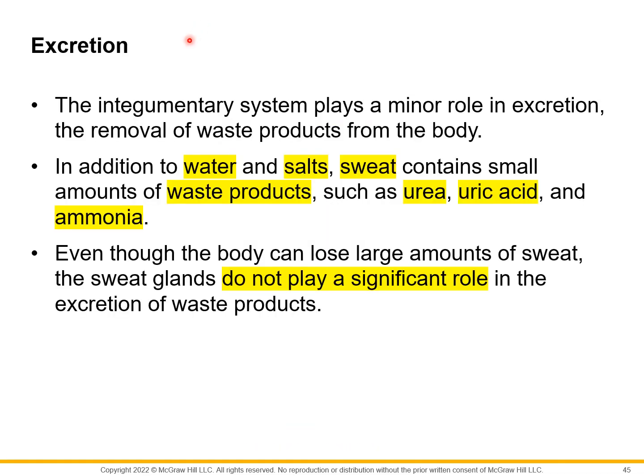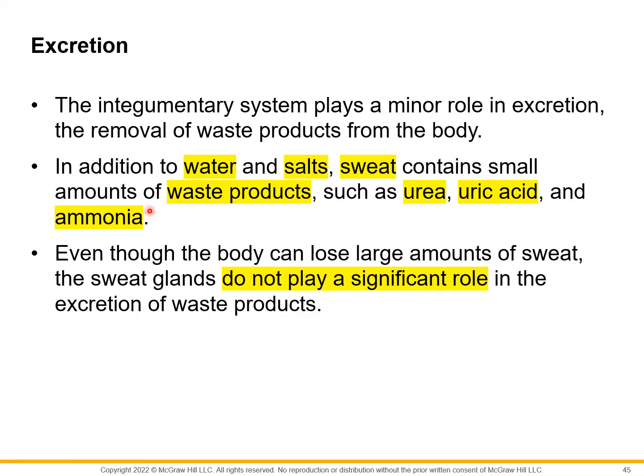As I've already mentioned earlier, hindi naman kasama sa primary functions ng skin ang excretion, but in a very very tiny way, in its own tiny way, may capability din po yung skin to perform some form of excretion. So in addition to water and salts, sweat could contain waste products like urea, uric acid, or ammonia. Alright, so ulitin natin, our sweat could contain things like urea, uric acid, and ammonia.